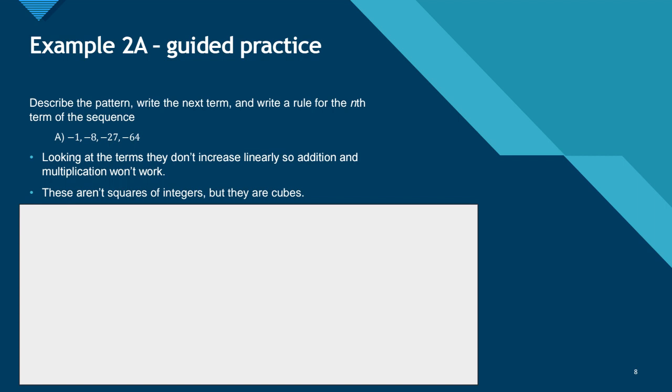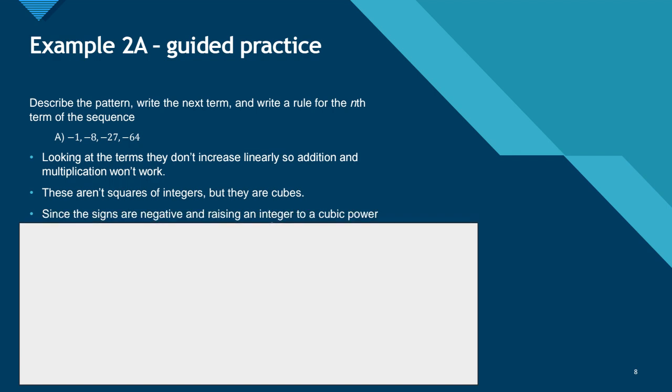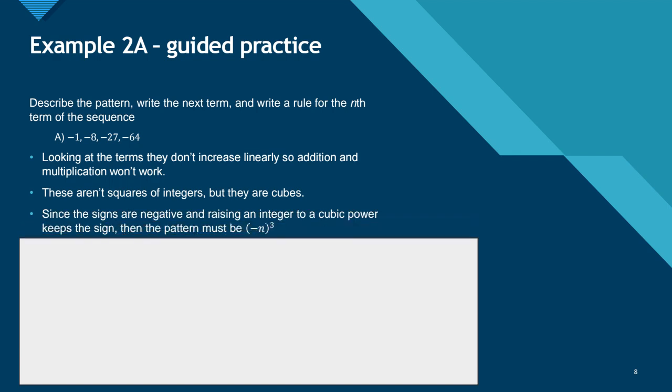These aren't the squares of integers, but they are the cubes. So 1 cubed is 1, 2 cubed is 8, 3 cubed is 27, 4 cubed is 64. Since the signs are negative, and we're raising an integer to a cubic power, we keep the sign, so the pattern must be the quantity -n to the third power, or the quantity -n cubed.